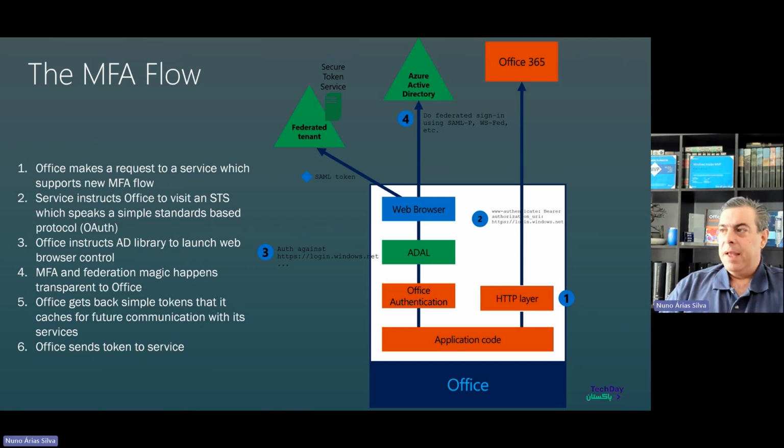After that, it will be in your Azure Active Directory to federate and sign in using XML, WS-Fed, etc. And after that, it validates that you are authenticated, and that's where the magic will happen. After this, it will have the token showing that you are authenticated and comes back to Office 365 to authorize that that user is authenticated. Okay? That is the whole process at the end.